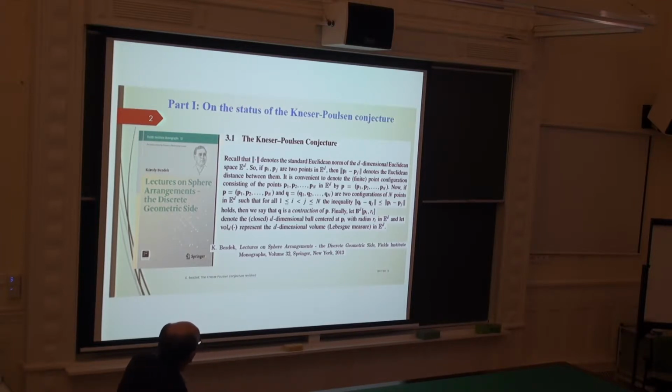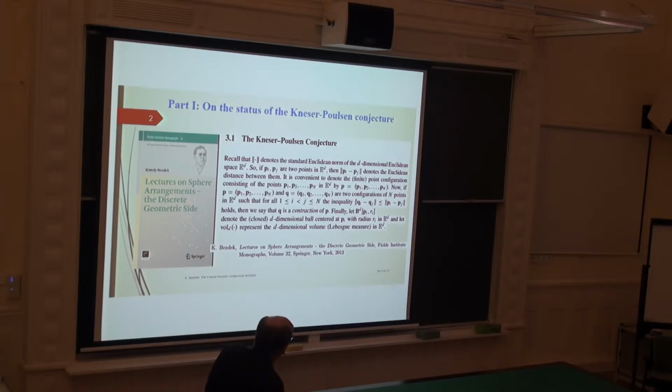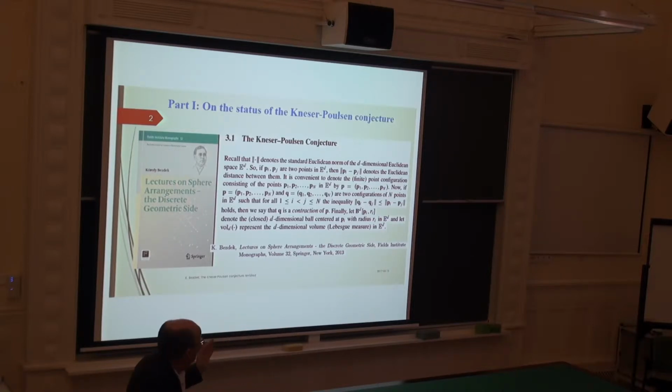And it is convenient to say that the point configuration Q is a contraction of the point configuration P if the corresponding distances in the point configuration Q are smaller than or equal to the corresponding distances in the point configuration P. In other words, the distance between q_i and q_j is upper bounded by the distance between p_i and p_j. If that happens for all i, j, then we say that Q is a contraction of P.